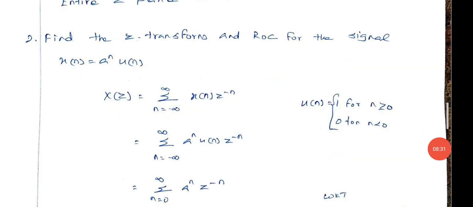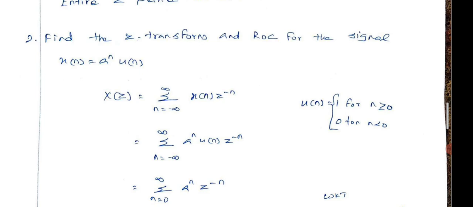Next, we are going to see one simple problem. Find the z transform and ROC for the signal x(n) equal to a to the power n u(n). We are going to find the z transform for this sequence. First, we know the z transform formula: X(z) is equal to the summation from n equals minus infinity to plus infinity of x(n) z to the power minus n. In our problem, x(n) is equal to a to the power n u(n). Substitute that into z to the power minus n.